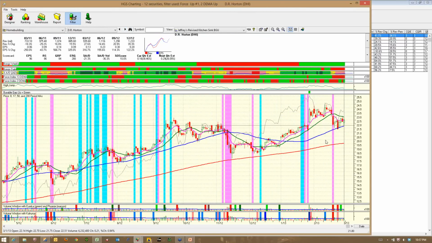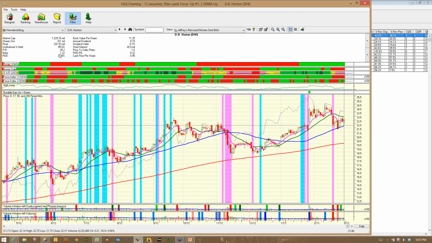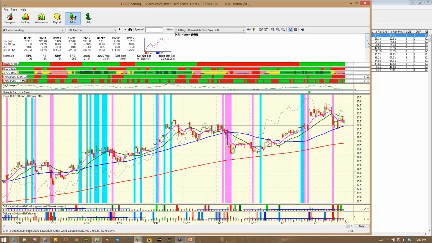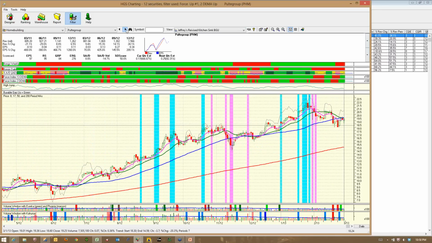D.R. Horton had great earnings per share and pulled back to the 50. It bounced off the 50 on Friday. It gets above the 17-day. I might look for this one to pop. It trades at a multiple of 26, and its earnings per share are starting to fall back down to get close. But of the home builders, that one stood out to me.